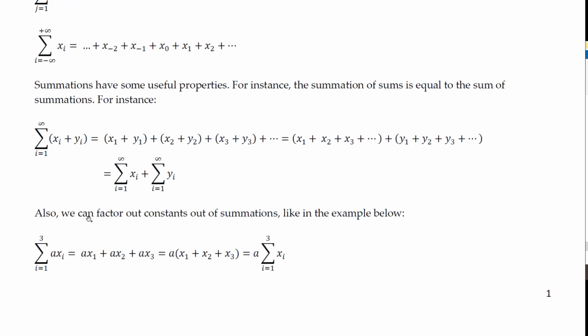Also, we can factor out constants out of summations. Again, that's because of an algebra rule. The summation of a times x_i, with i varying from 1 to 3, is this by definition. We can factor out the a, but if you look just at what I have here in parentheses, that is the definition of this sum here. So I can factor out a constant or factor in a constant, depending on what I'm trying to accomplish.